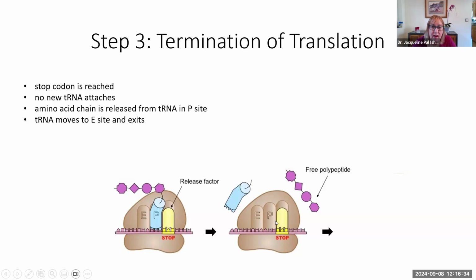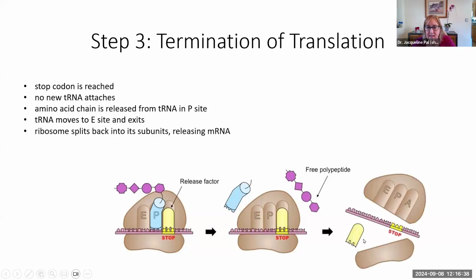And so now we have a free polypeptide floating in the cytosol. And the transfer RNA moves to the E site and exits. And the ribosome then splits back up into its small unit and its large unit. And when it does that, the messenger RNA is also released.